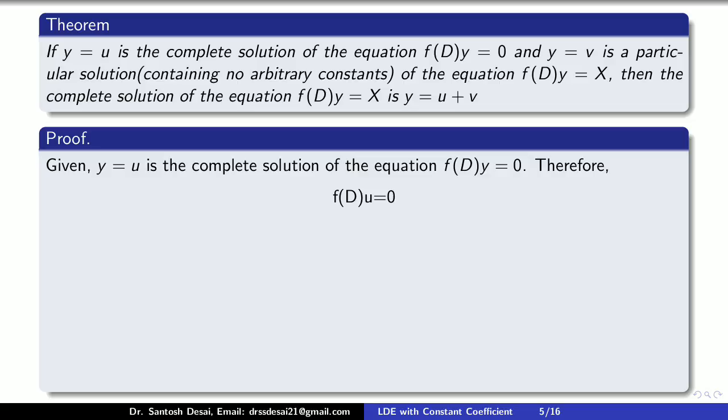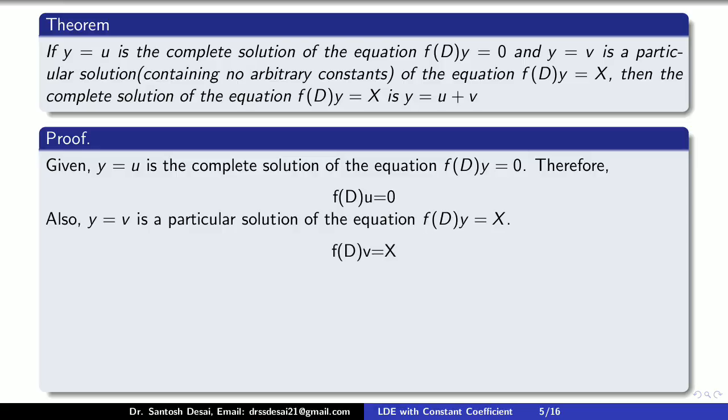Now again, given that y is equal to v is a particular solution. Now particular solution means which has no arbitrary constant. Now y equal to v is a particular solution of f(D)y = X. So again here v satisfies this equation. So therefore f(D)v = X.